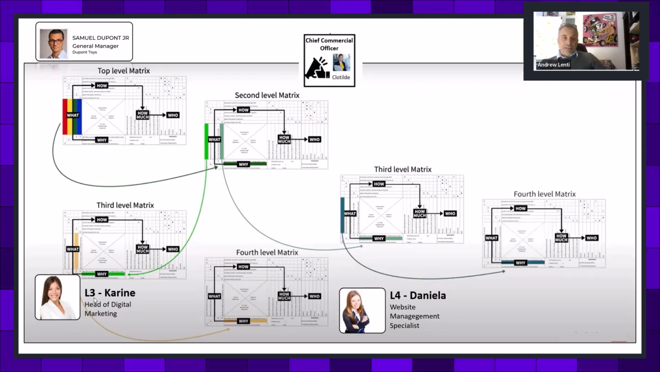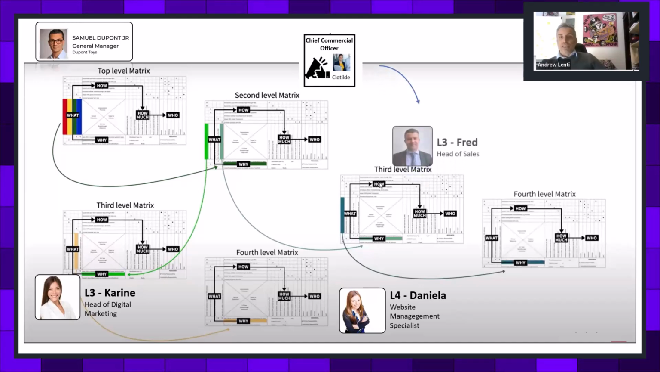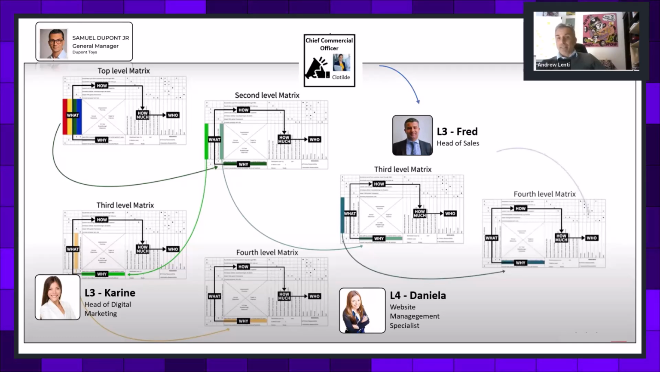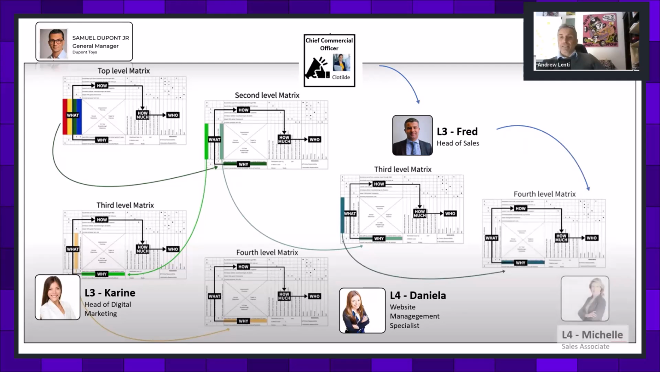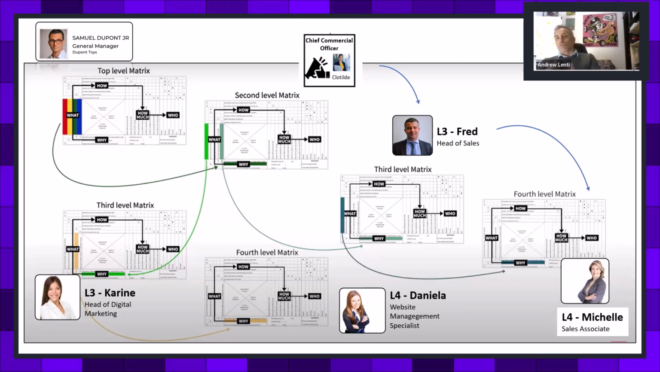objectives first to level 3, which is the head of digital marketing, Karine, and Karine may decide to even assign an X matrix to level 4, Daniela, website management team. From a sales point of view, she's going to cascade her Hoshin matrix to level 3 of Fred, head of sales. Fred may decide to cascade an X matrix down to level 4, Michelle, a sales associate. So the goal is you're creating X matrices assigned usually to people or to roles or functions or teams, depending on how the company's set up.